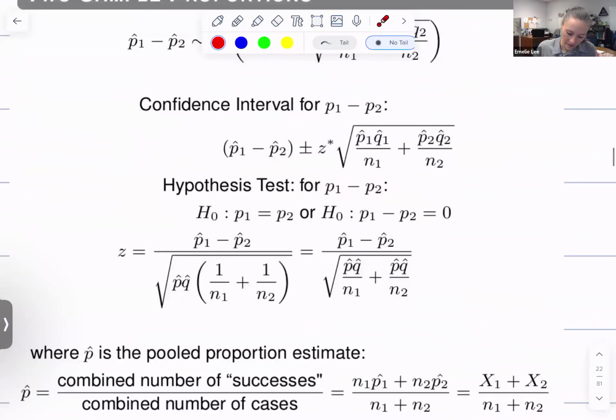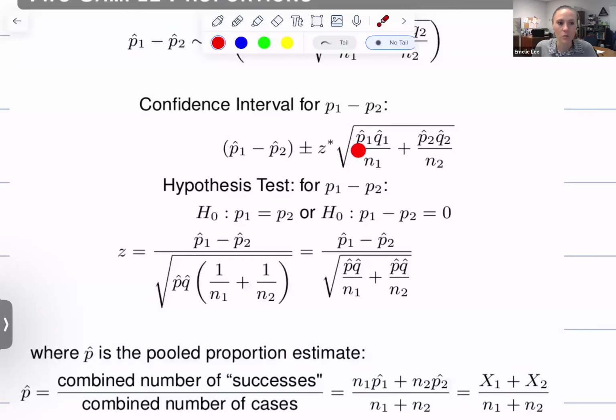So if we want to build a confidence interval for the difference P1 minus P2, that's the difference between the two groups. Our point estimate from the sample is P1 hat minus P2 hat, and then plus or minus, same as before. Z star is even the same as before, so we know how to find that now.